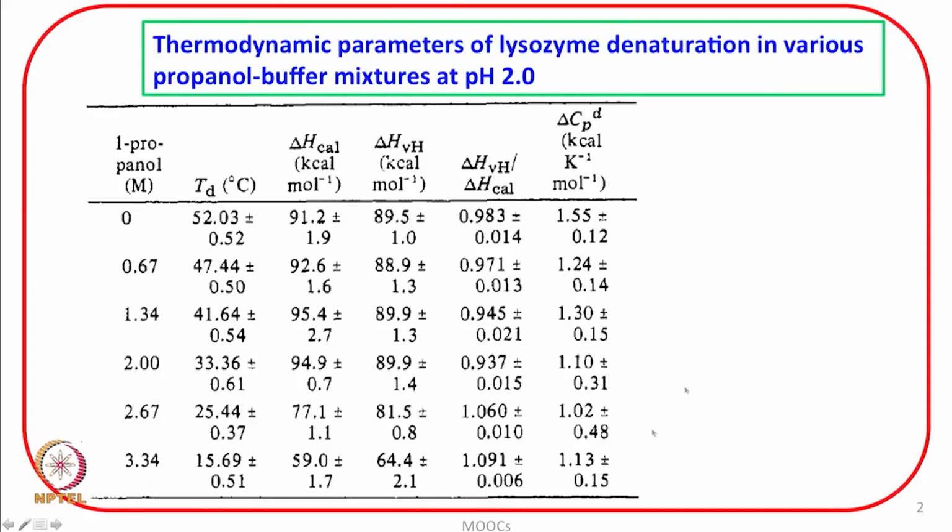So, the conclusion that can be drawn from this table is that 1 propanol leads to thermal destabilization of the protein, because the transition temperature is decreasing from 52.03 to 15.69 when the concentration of the alcohol in the mixture is 3.34 molar. Another observation is that the ratio of Van 't Hoff to calorimetric enthalpy is more or less close to 1 in each case.